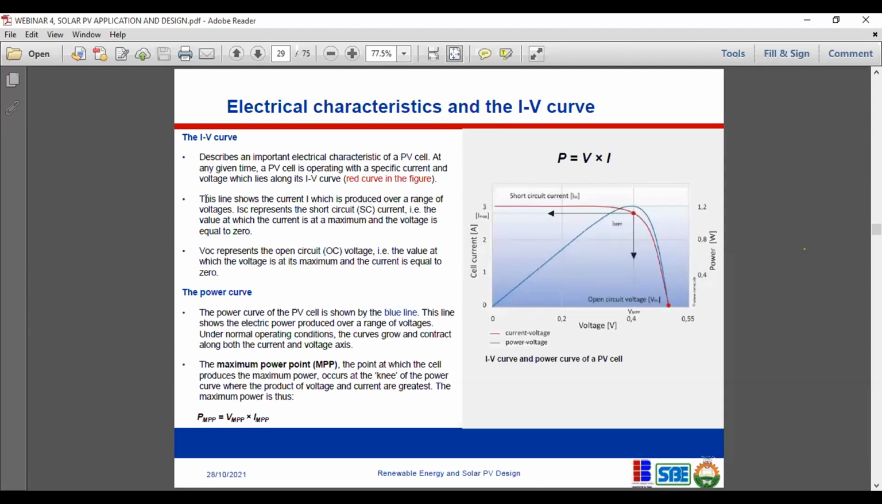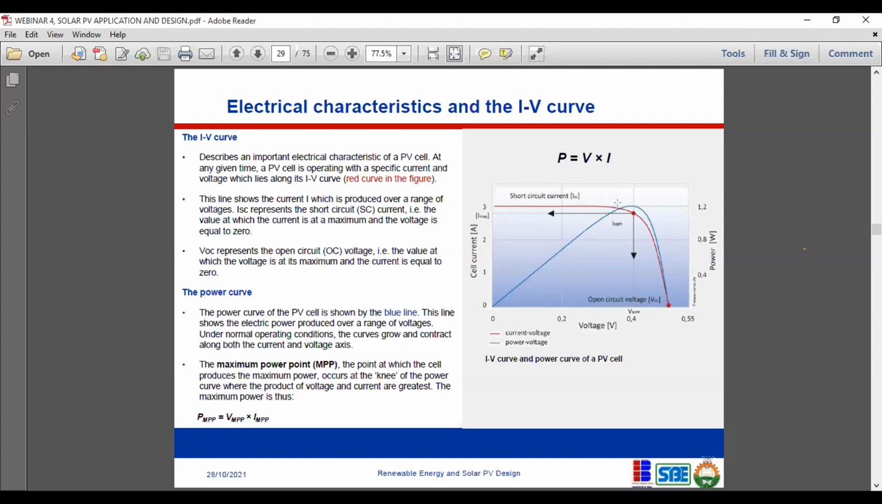So the IV curve shows the current, represented by I, which is produced over a range of voltages. Now, capital ISC represents the short circuit current. So when you see ISC, it represents short circuit current. What short circuit current means is the value at which the current is at maximum and the voltage is at 0.